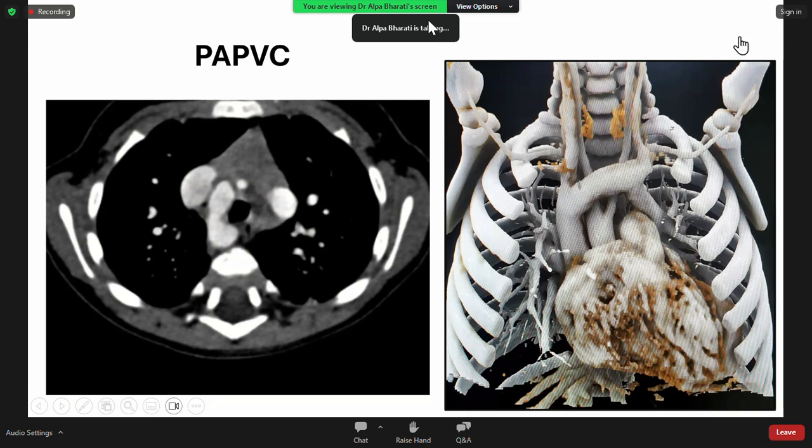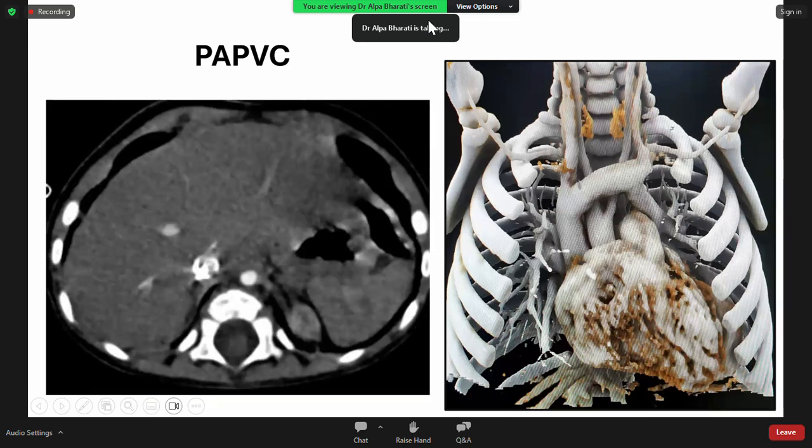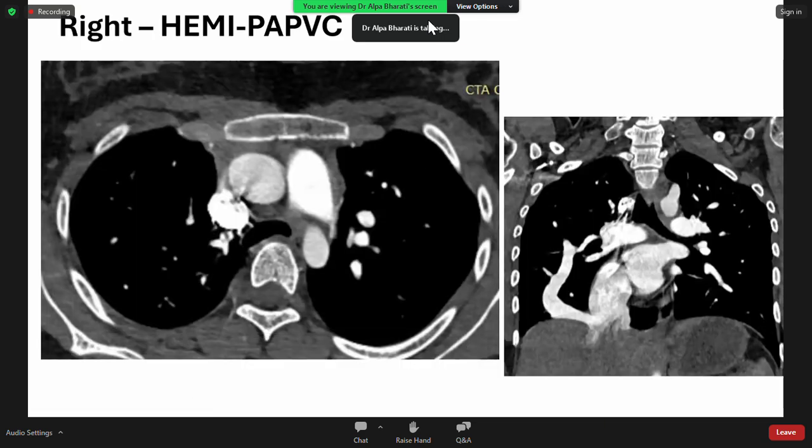Now, if we have a case where there is drainage of the entire one-sided lung anomalously and the other lung is draining normally, it is called hemi-PAPVC. A hemi-PAPVC can be a right hemi-PAPVC or a left hemi-PAPVC. Now, this is an example of a right-sided hemi-PAPVC.